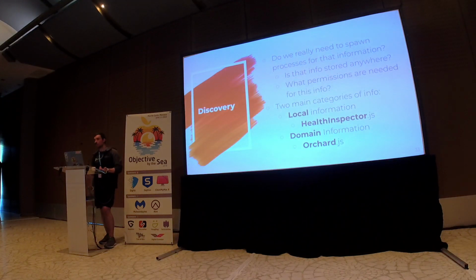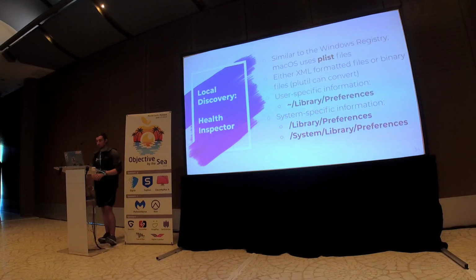But do we really need to spawn all those processes to get all this sort of information as an attacker? Not really. Most of this information is stored already on disk, and that's just what these binaries are pulling down for you. So I wrote 2 additional tools to help with this. To get local information about what's happening on the system, I wrote Health Inspector, and to get stuff from the domain, if you have a domain joined system, there's Orchard, because a forest of apples is an orchard. Yeah, sorry. So for doing local discovery, what I do with Health Inspector is just read files.